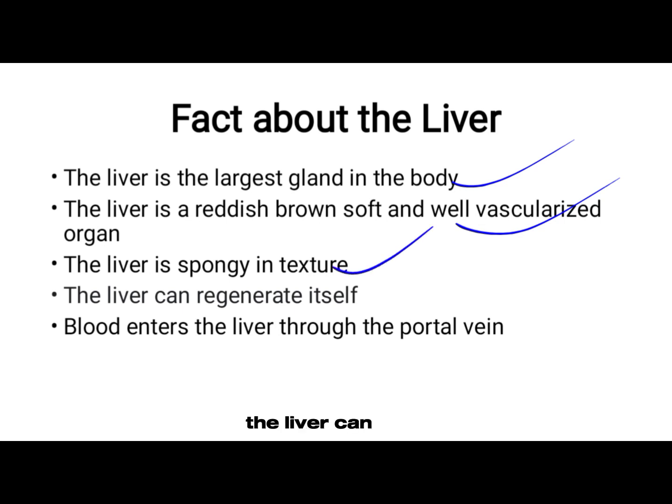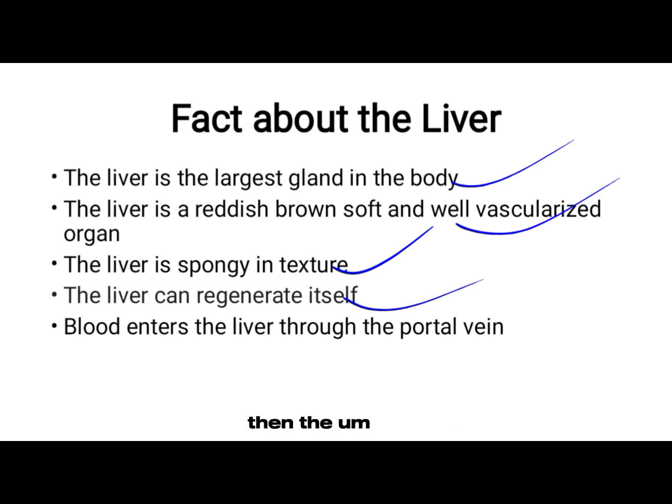Then the liver can regenerate itself. That's another fact about the liver. What does it mean to regenerate itself? It means if a part of the liver is removed because of infection, the liver can grow again by itself. We'll talk more on that shortly.